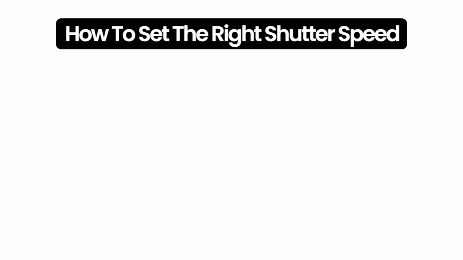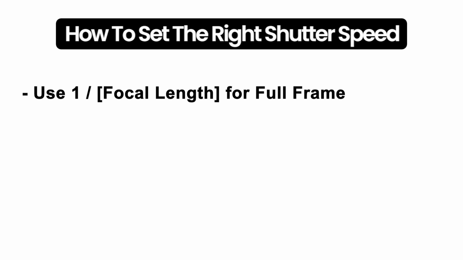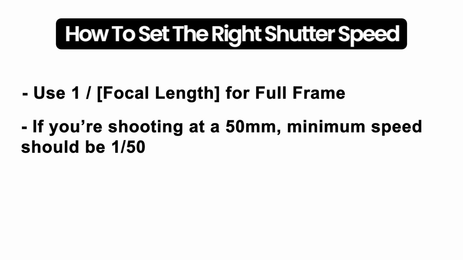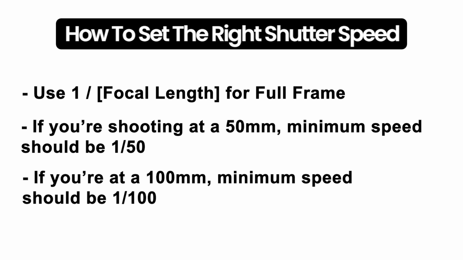But before we get to that, how do you know if your shutter is too slow and you're going to get that blurry result? Well, the simple rule is that your shutter speed should be at least 1 over your focal length. So if you're shooting at 50 millimeters, your minimum shutter speed should be around 1/50th of a second. If you're shooting at 100 millimeters, you'd want at least 1/100th of a second.